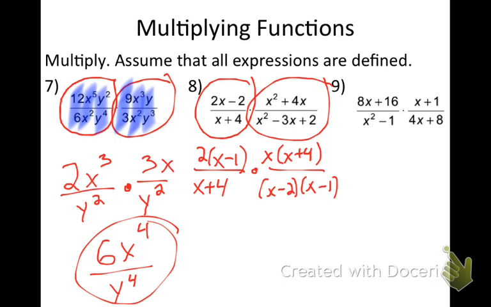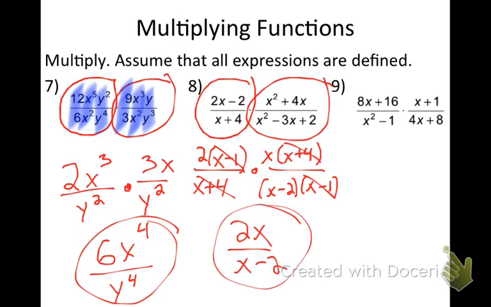And now I look to cancel. What do they have in common that I can cancel out? An x plus 4 and an x minus 1, right? And that leaves me with a final answer of 2x parentheses x minus 2.